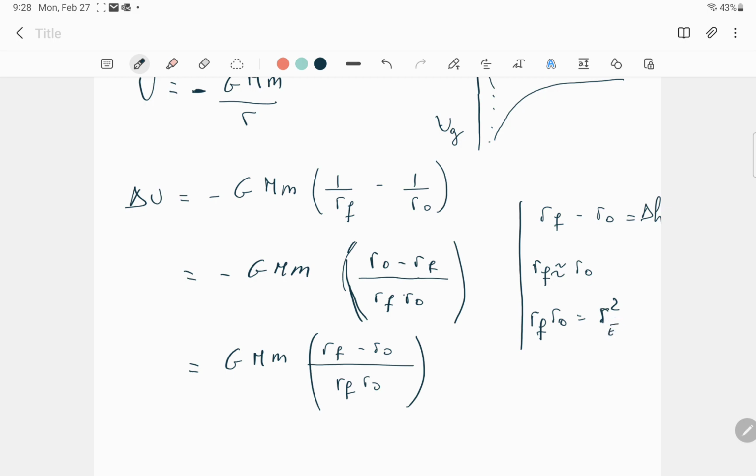Delta H is also a lot smaller. Any delta H as I'm falling from my window to the ground is still a small distance compared to the radius of the Earth. So at this point I can write this equation as GMm times delta H over R of the Earth squared.